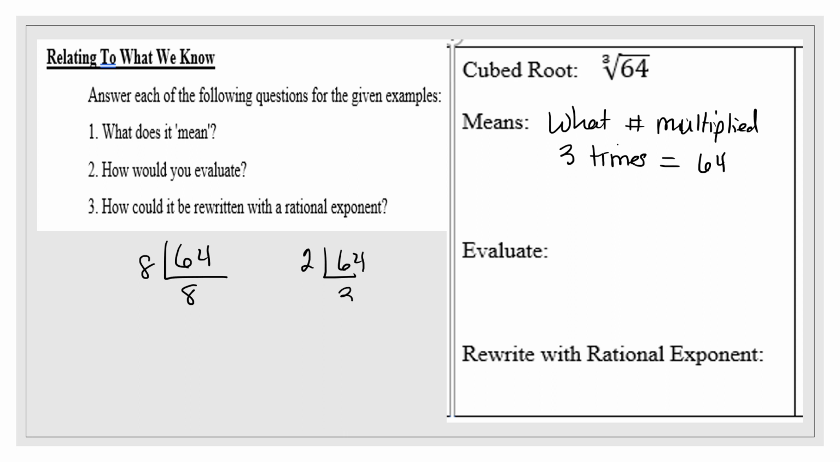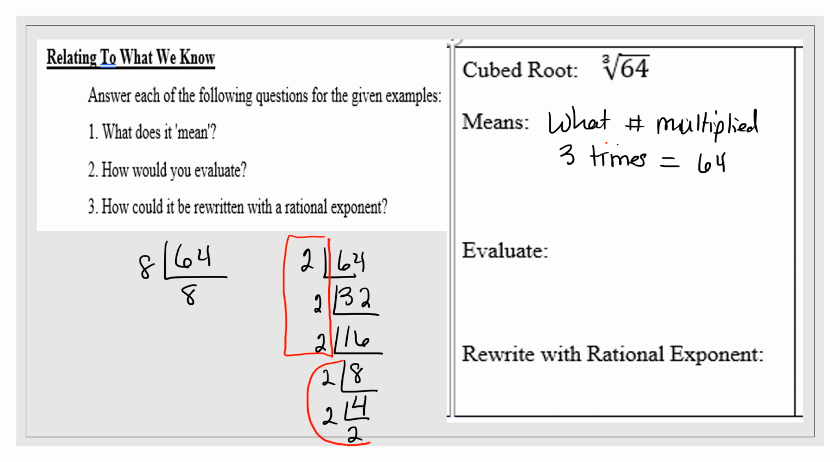64 divided by 2 is 32. Still even, I can divide that by 2 to get 16. Still even, I can divide 16 by 2 to give me 8. Still even, I can divide that by 2 to give me 4. And one last time, 2 times 2 gives me 4. So I'm looking for what number multiplied by itself 3 times, or if I want a cubed root, how many groups of 3 of the same number do I get? So I've got 1, 2, 3, 4, 5, 6.